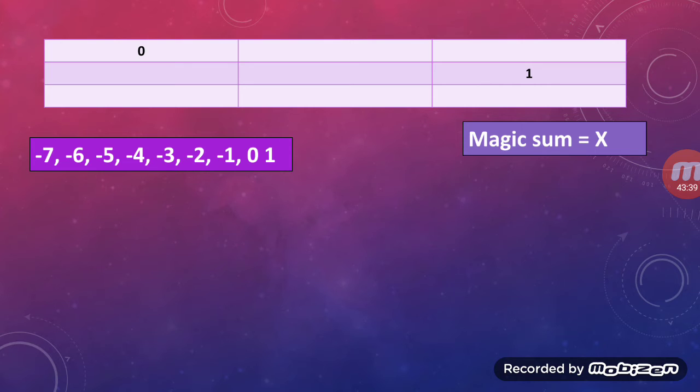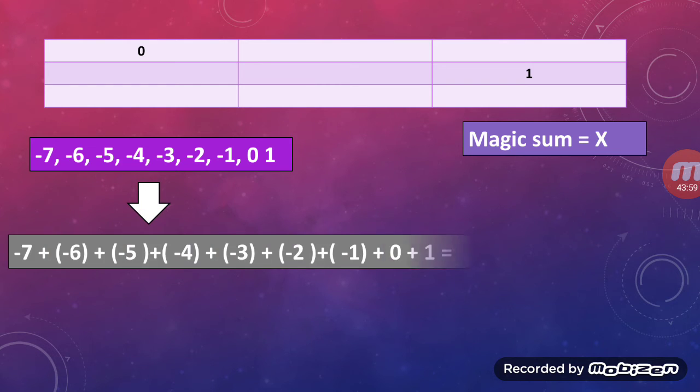So moving on, we have the numbers -7, -6, -5, -4, -3, -2, -1, 0, and 1. So you might be wondering where we go from here. Well, what we're going to do is, before we even start placing any numbers, we have to find the magic sum. So what we're going to do is we're going to add all of these numbers together, the negatives and the positives and the 0, and we're going to give a grand number total of -27.